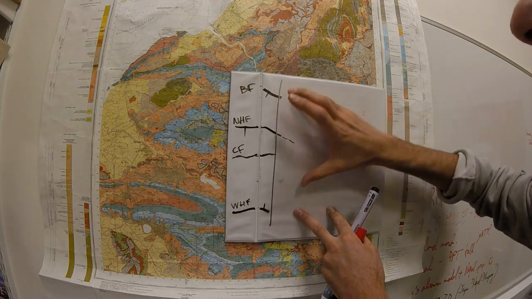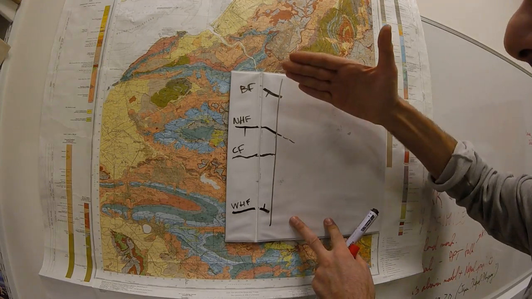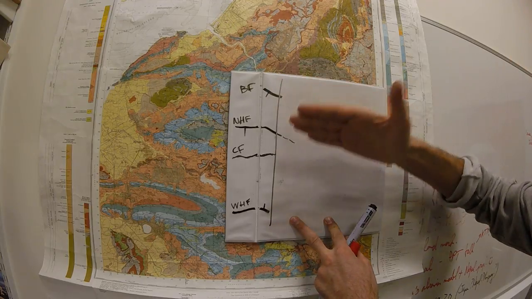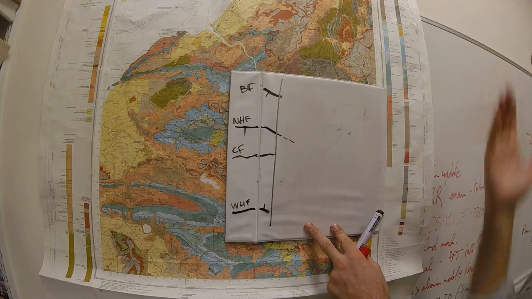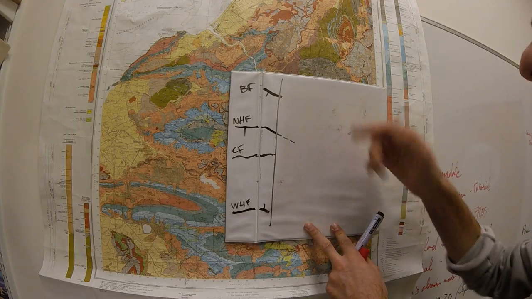So if we assume these are normal faults, then this one will be dipping south, this one will be dipping south, this one will be dipping north. If we assume we are reverse fault, it will be the opposite.